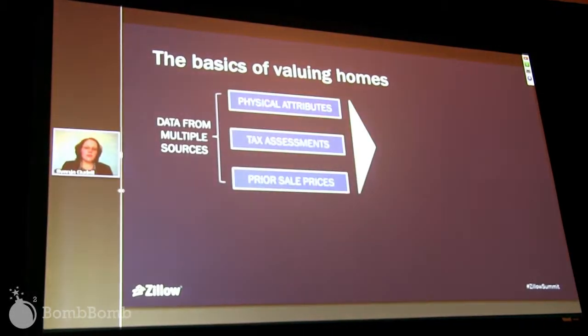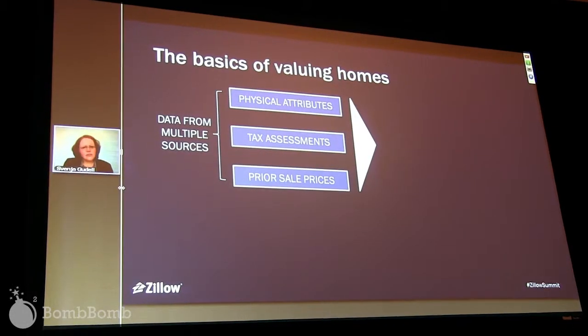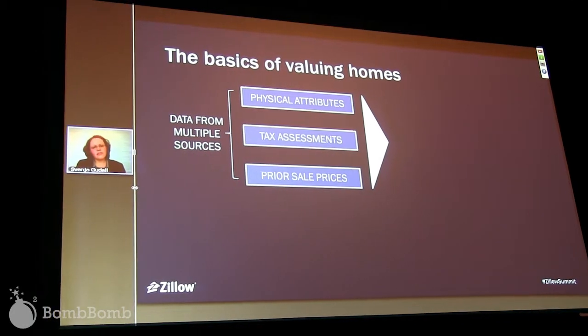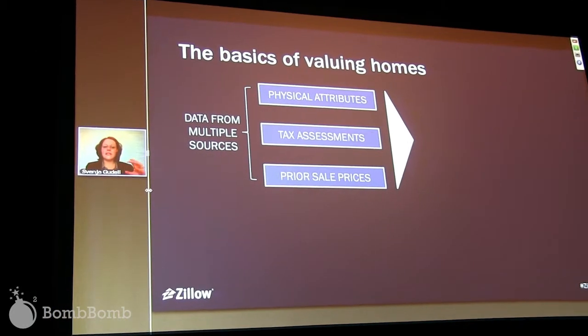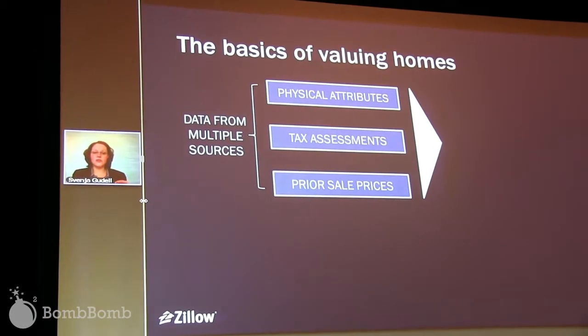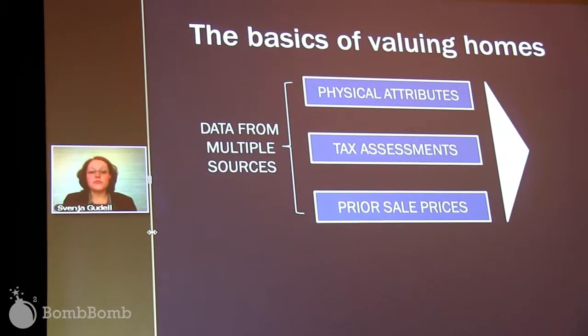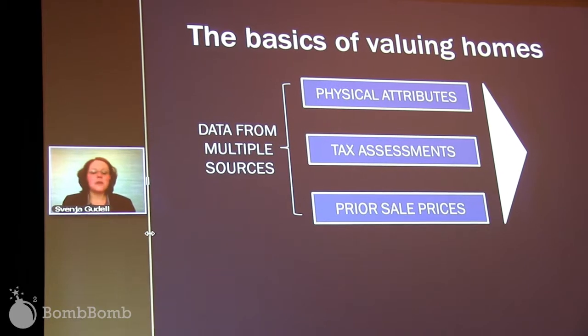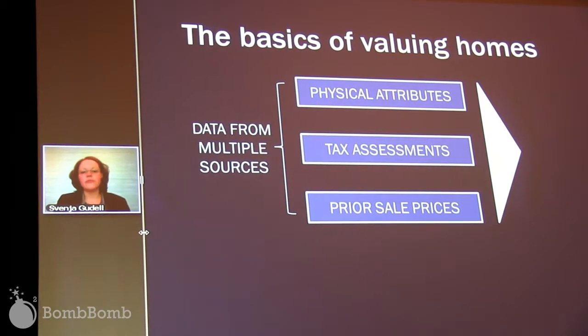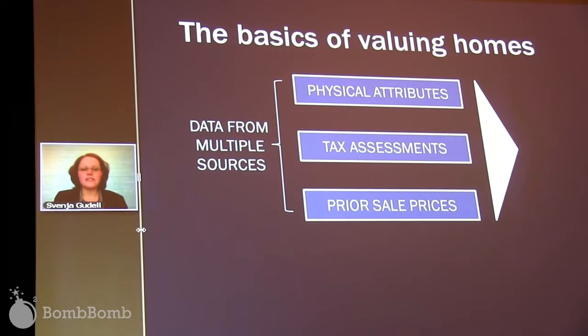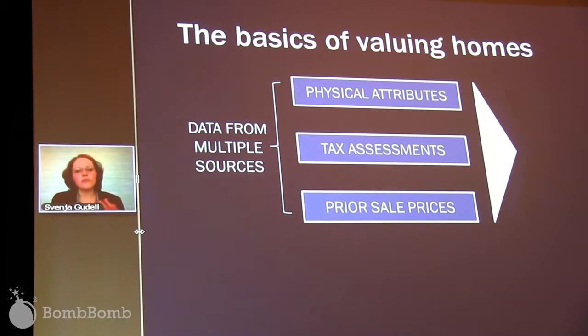And when you're thinking about how do I value a house, usually I like to think about 3 different data buckets that you look at in terms of where you get data from. So the first bucket is physical attributes about a house. So think number of bedrooms, number of bathrooms, square footage, lot size, age of the house, all those things that describe homes.